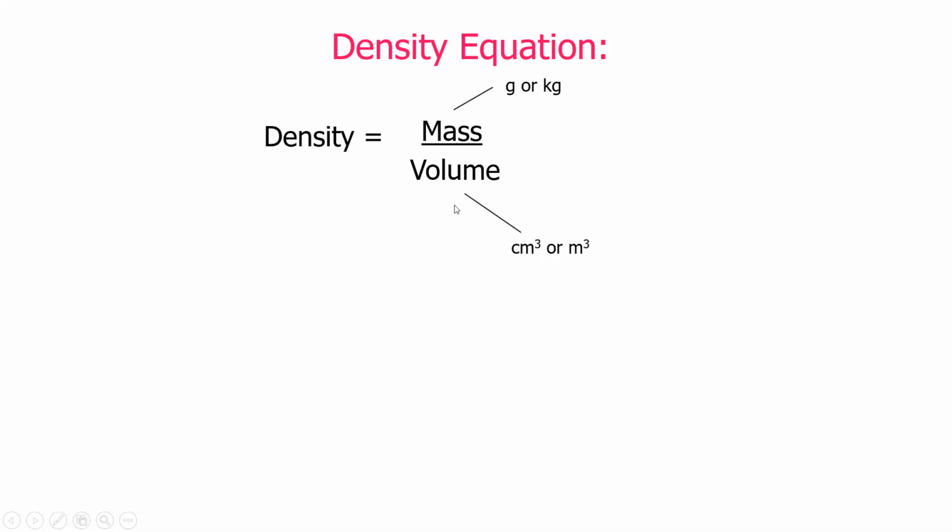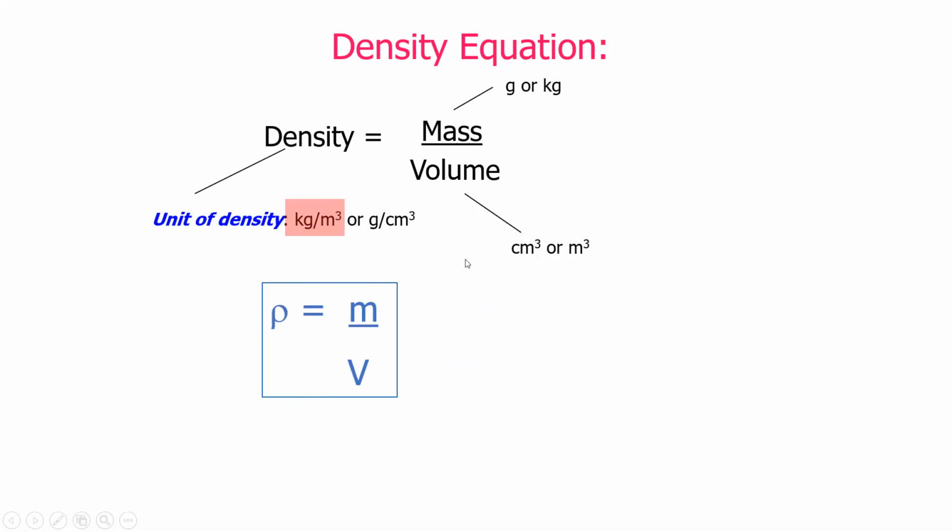What is the equation for density? The formula of density is mass divided by volume. The mass can be in gram or kilogram and volume can be in centimeter cube or meter cube. So density unit can be kilogram per meter cube or gram per centimeter cube. But which one is the standard or SI unit? The SI unit is kilogram per meter cube, but another unit can be gram per centimeter cube.